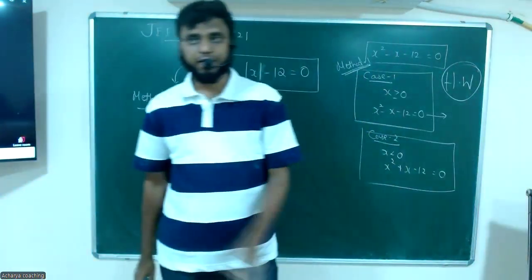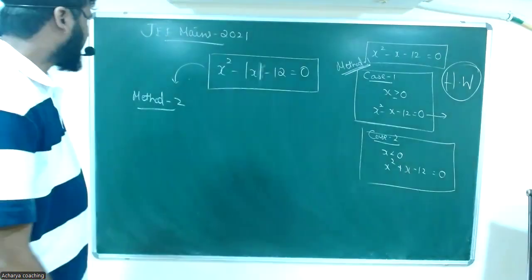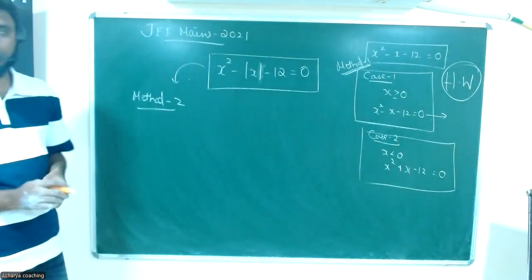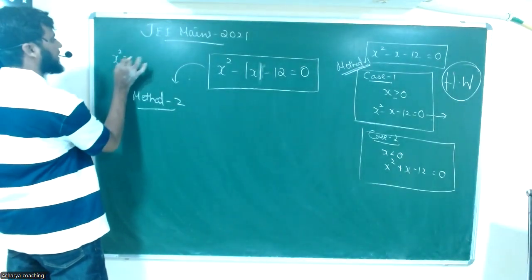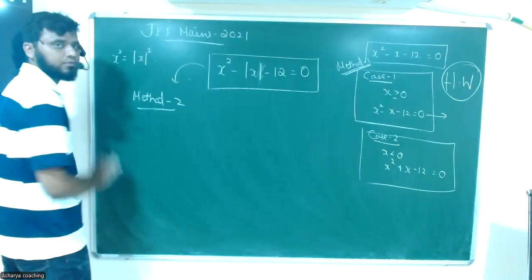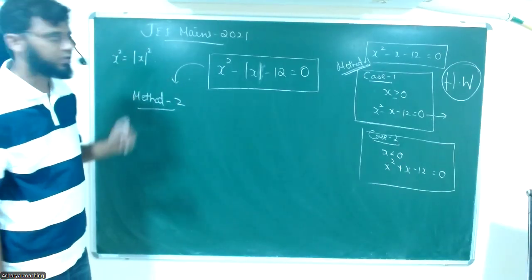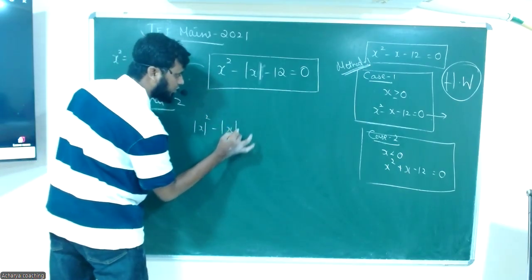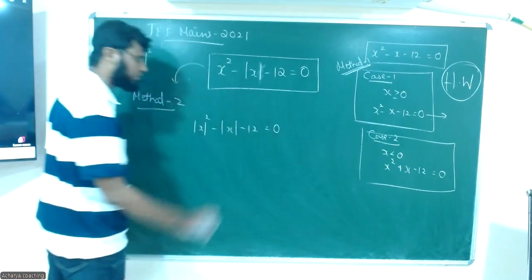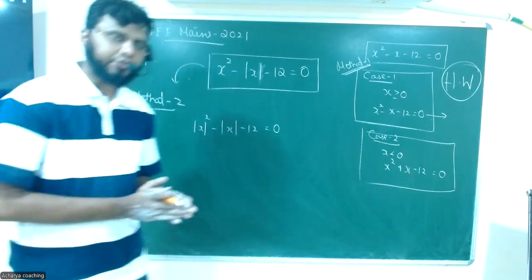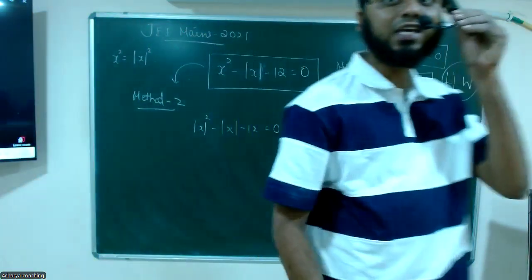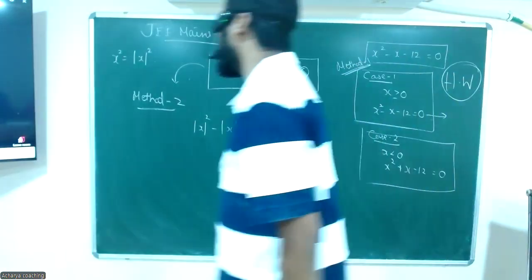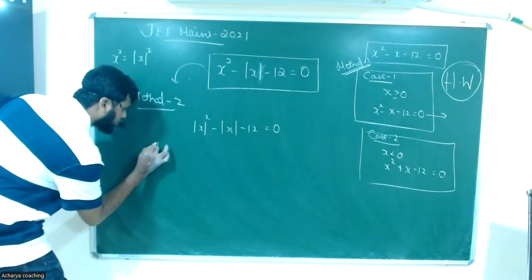Okay. Method 2, I'll be doing. We have seen one property like x square is the same as modulus of x the whole square, right? So in place of this x square, can I write modulus of x the whole square minus modulus of x minus 12 equal to 0. In an equation, if something keeps on repeating, then take that as t. So t equal to modulus of x.